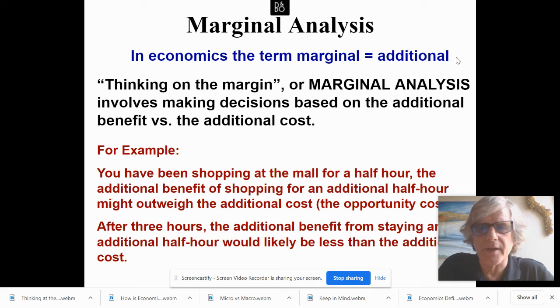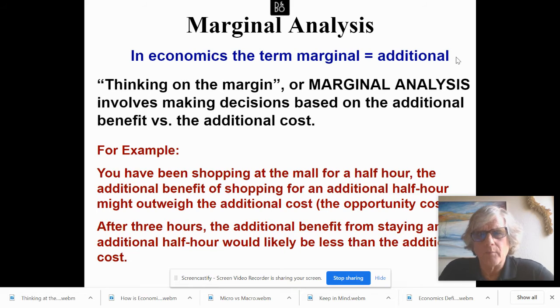Some other examples that I used: at the bank, I looked at the marginal analysis of adding another teller to the drive-through. So I looked at the cost of that teller versus the benefit of the teller, and how many transactions and how much revenue they generated. And I looked at that for adding one additional teller.